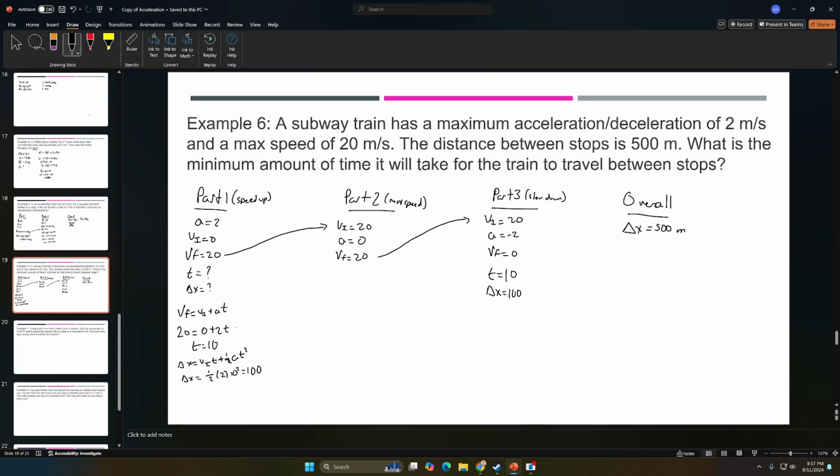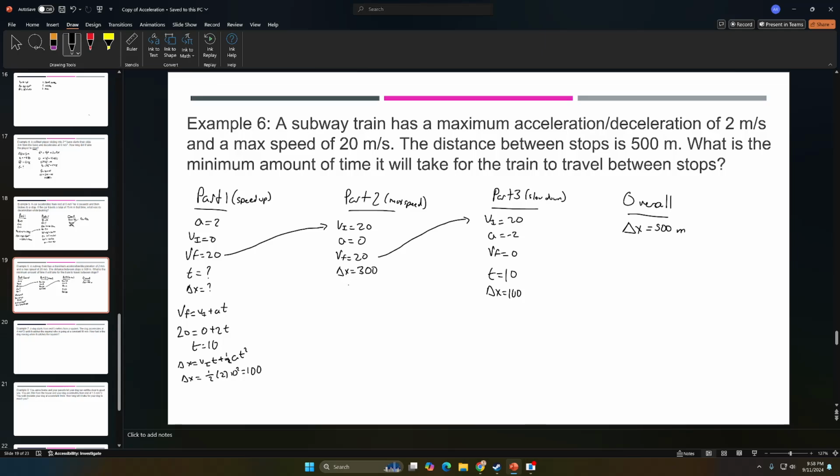You can show that, but the equations look really the same because all we switched is initial velocity and final velocity. With this information, if I know the first part is 100, the third part's 100, and the overall is 500, I get that the change in x here is 300.